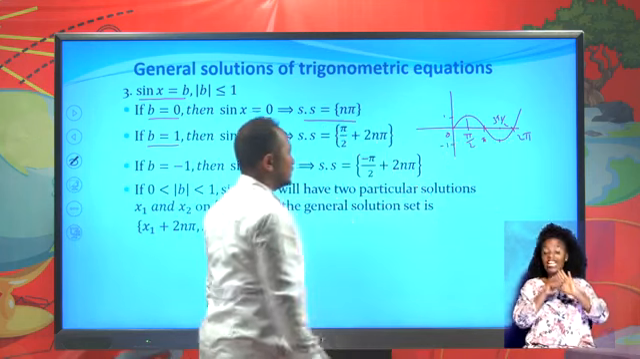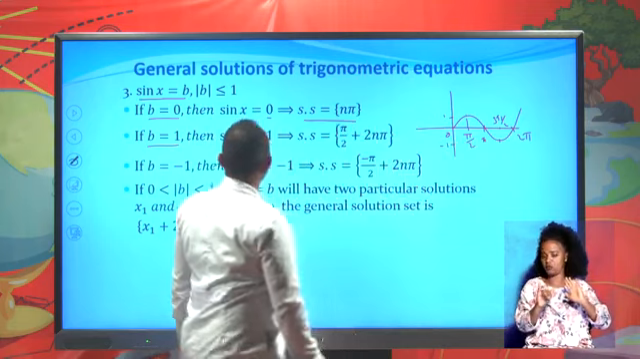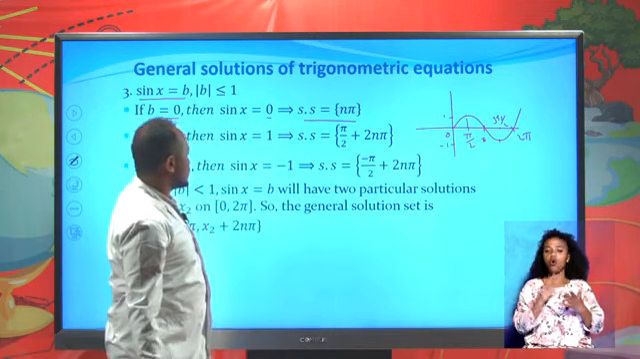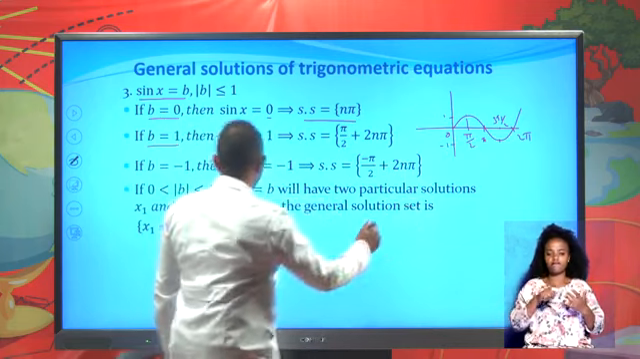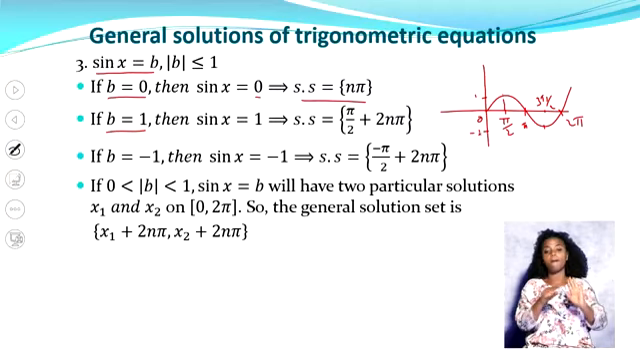For b equal to negative 1, this part, negative 1. And we need to find the particular solution on the interval minus pi over 2 to pi over 2.